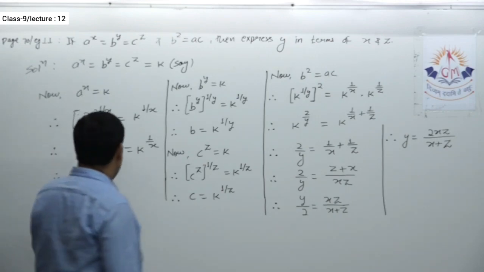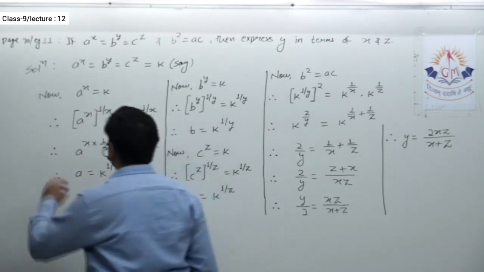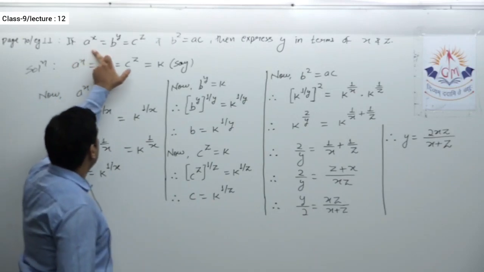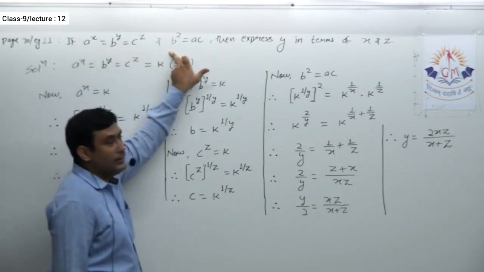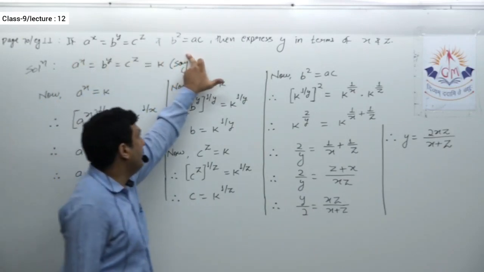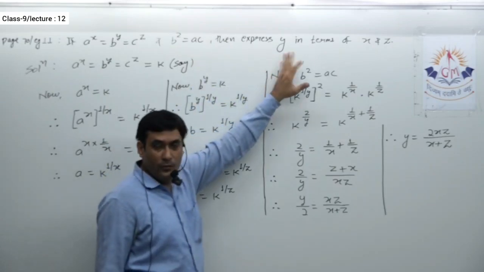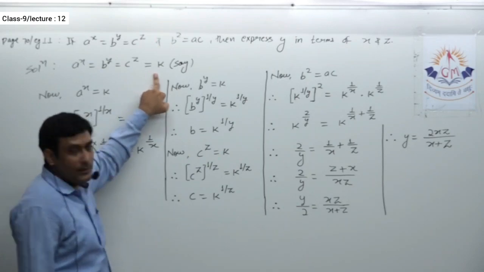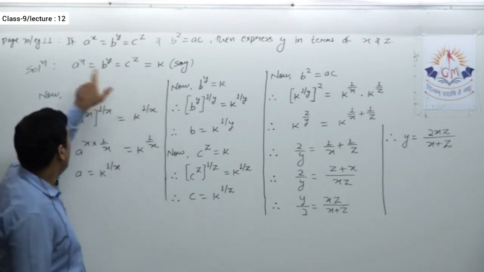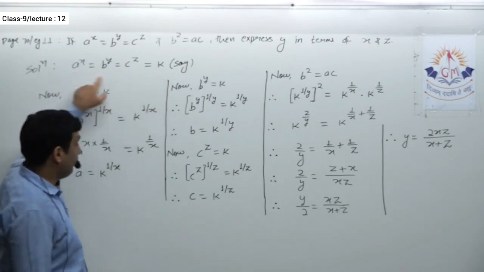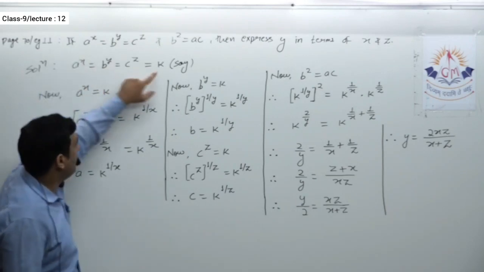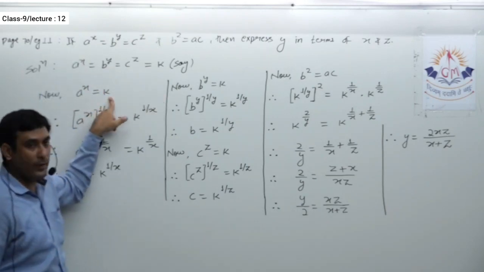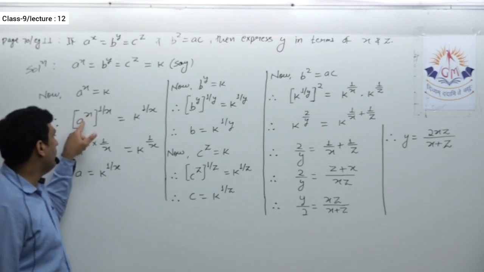Okay, so let me explain this once again. See, these three are equal. It is given, and the condition b square equal to ac is given. We have to get the value of y in terms of x and z. As these three are equal, I considered that they are equal to k. Now I can say all four are equal. So first one and the last one, a raised to x equal to k. From here, I got the value of a.